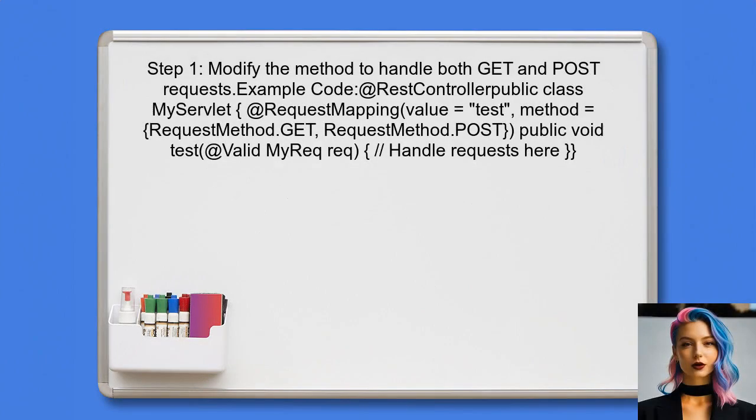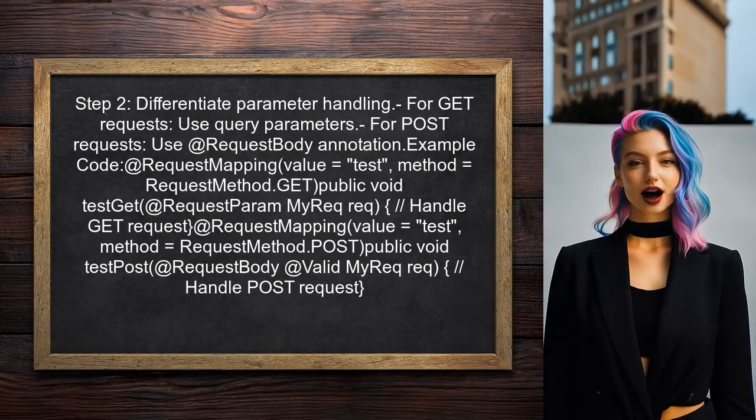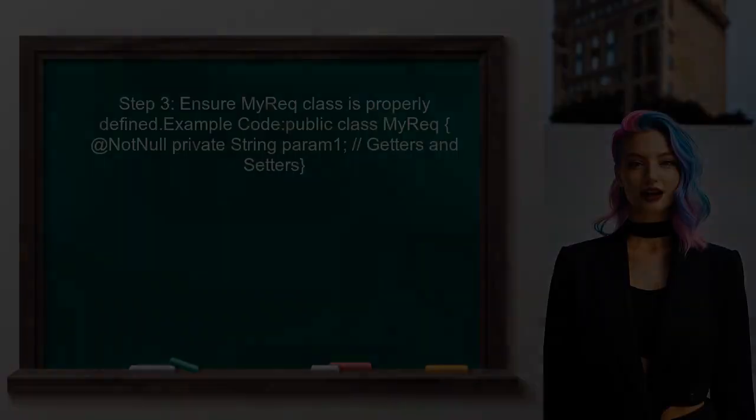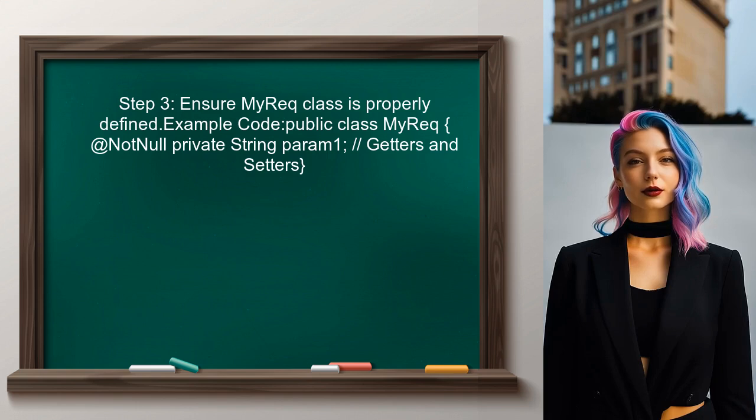To address the user's issue, we need to modify the method to handle both GET and POST requests correctly. First, let's ensure that the method can accept parameters from both types of requests. Next, the user should differentiate how the parameters are received based on the request type. For GET requests, parameters can be passed as query parameters, while for POST requests, they should be in the request body. Now, the user should ensure that the myRec class is set up to handle both types of input.